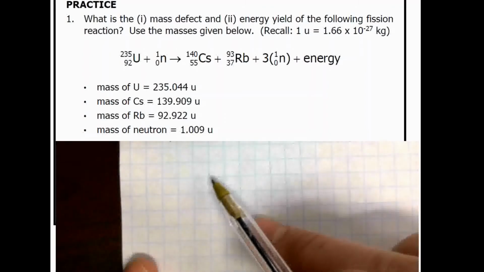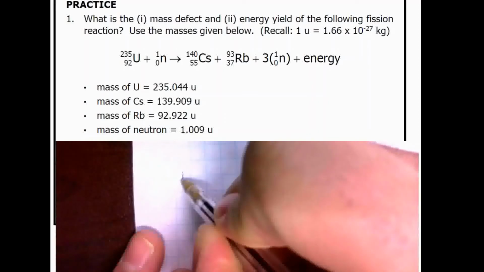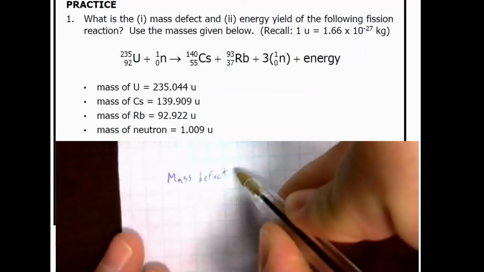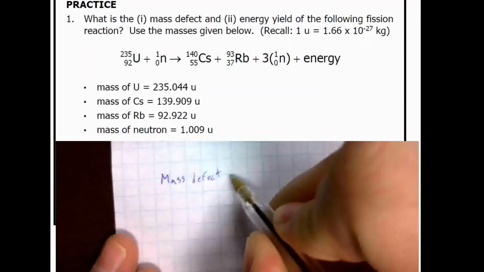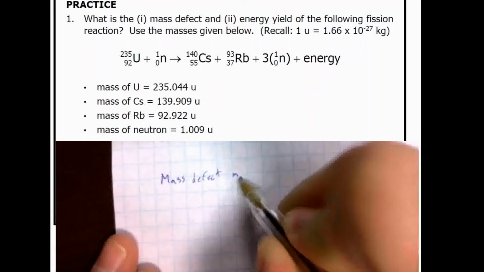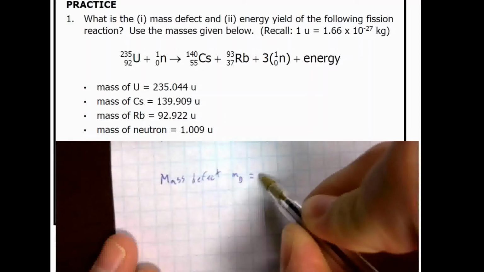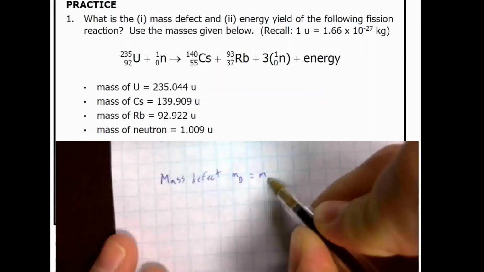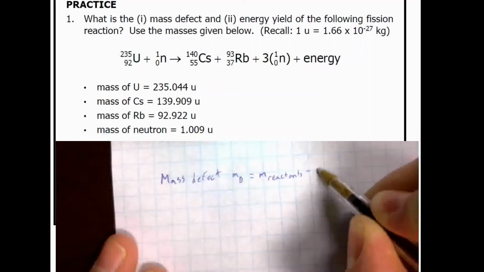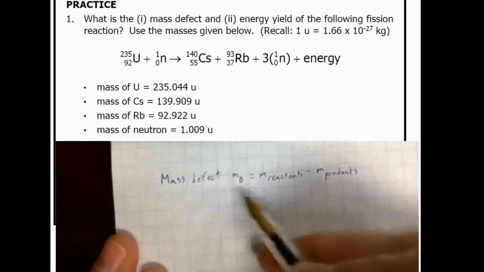What we have to do to find the mass defect is use this equation, which I want you to write down. Mass defect is written as MD, with a capital D. So mass defect is equal to the mass of the reactants minus the mass of the products. So MD is my mass defect.